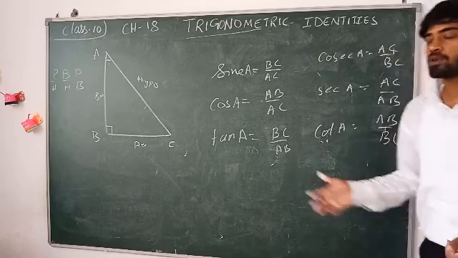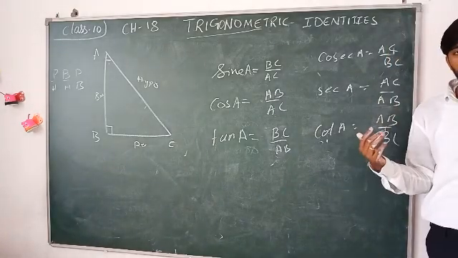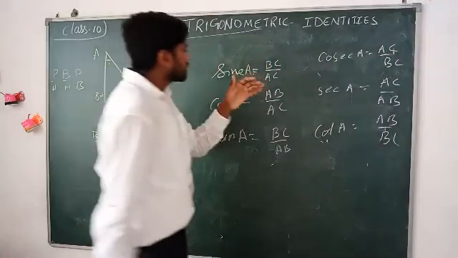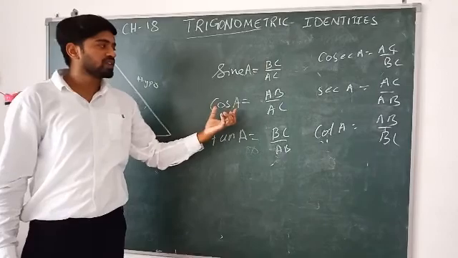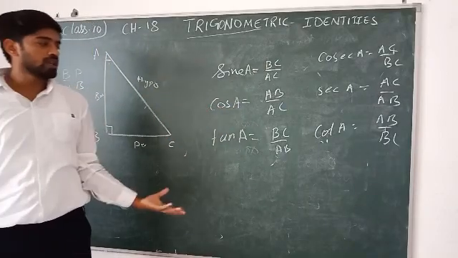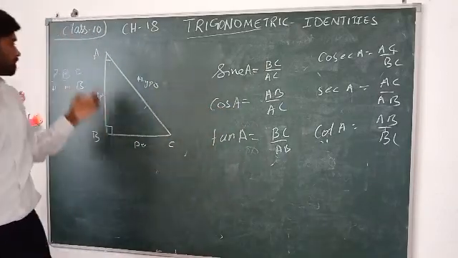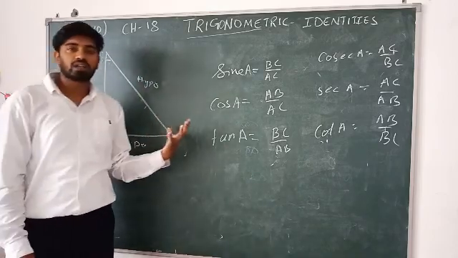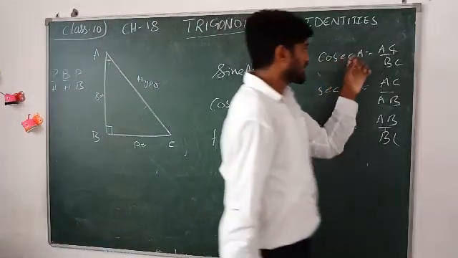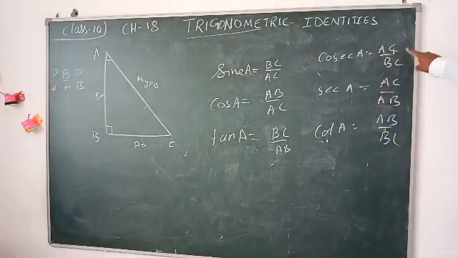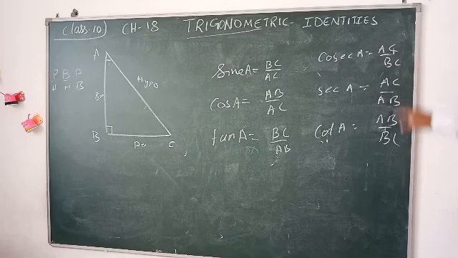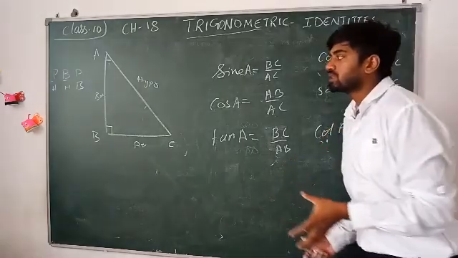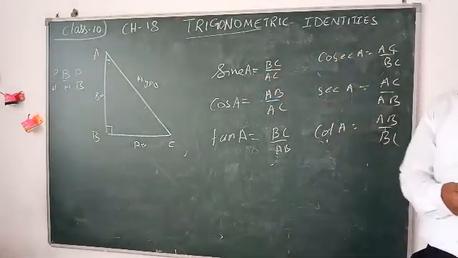Why am I doing it very quickly? Because we have already done this in class 9, so I don't want to take much time on this. So this is the definition of sine. Cos की definition क्या है? Base upon hypotenuse. Tan की definition क्या है? Perpendicular upon base according to the right angle triangle given to us. And cosec की definition क्या है? Hypotenuse upon perpendicular. So these are the definitions given to me, and I have written down the definition using the sides of a triangle.